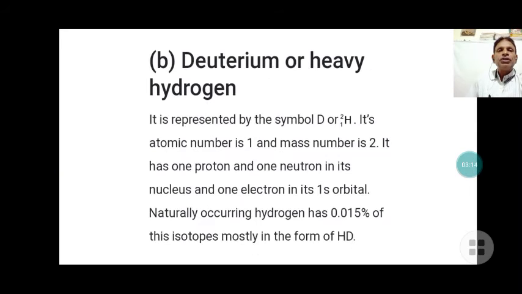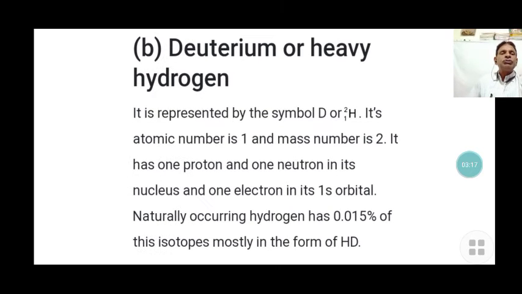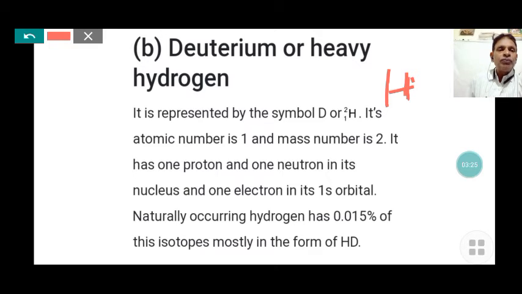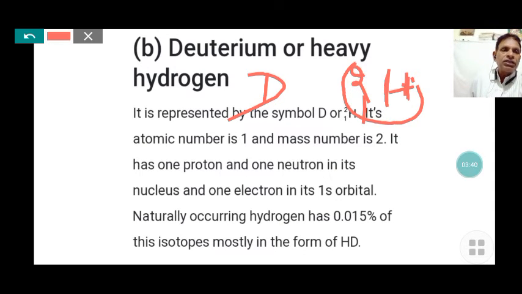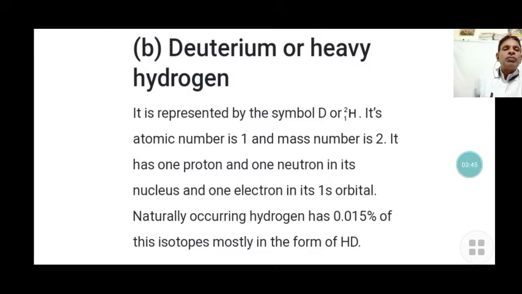Next is deuterium. The deuterium symbol is 2 and 1. It is written as H with 2 like that. The H symbol is actually hydrogen; protium and deuterium both are written as H. Here 2 is the mass number and 1 is the atomic number. It is also written as D, for deuterium, but the appropriate symbol is H with 2 as the mass number and 1 as the atomic number. It has 1 proton and 1 neutron in its nucleus and 1 electron in its 1s orbital.